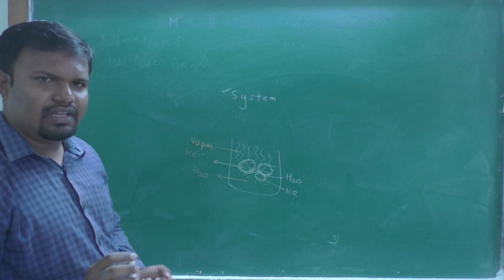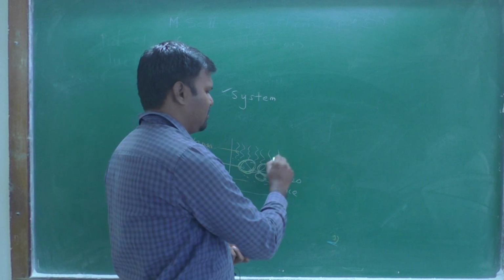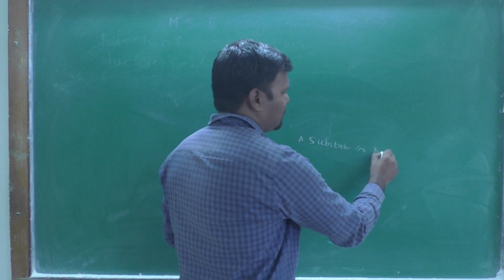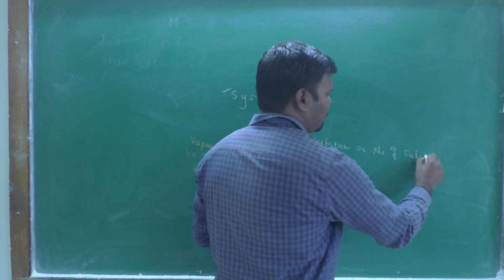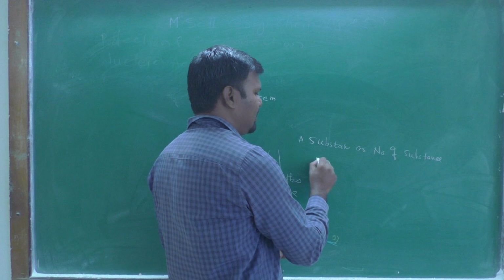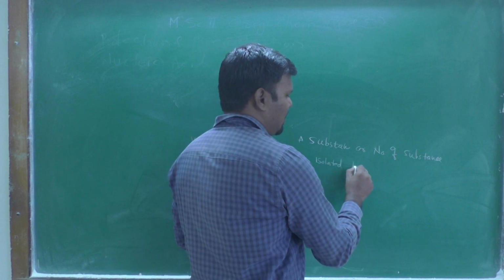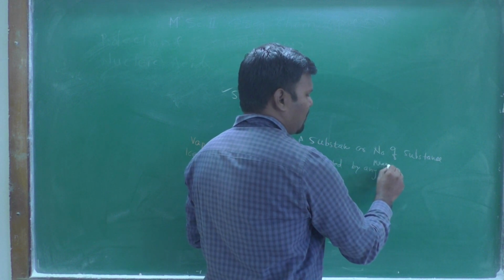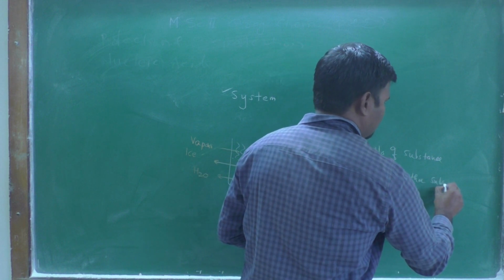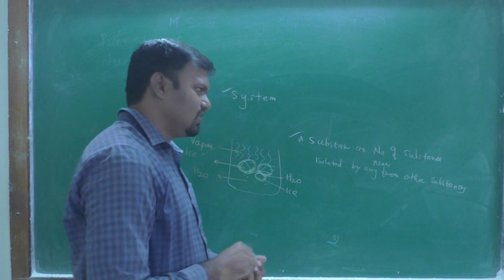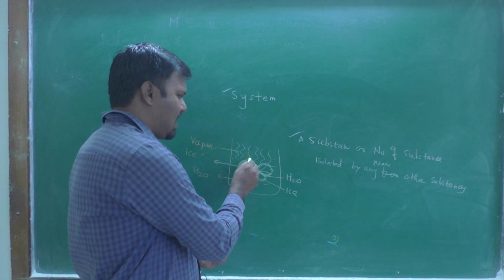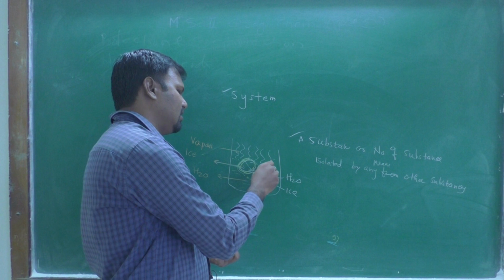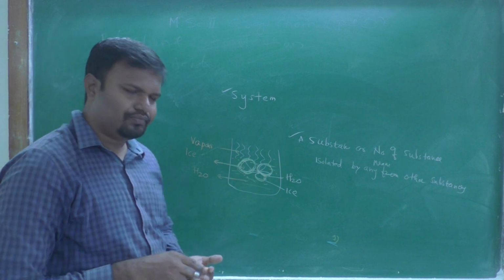We have already defined your system. A system is a substance or number of substances which is isolated by any means from other substances. This is the definition. This is a system where your ice is separated from your water, and water is also separated from the vapor and your solid form.